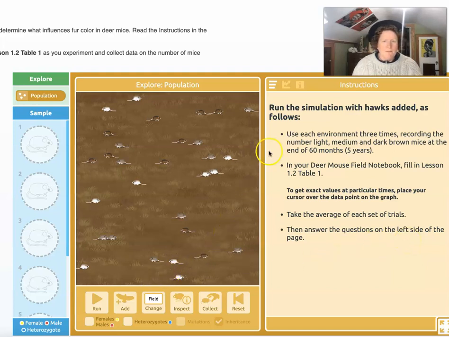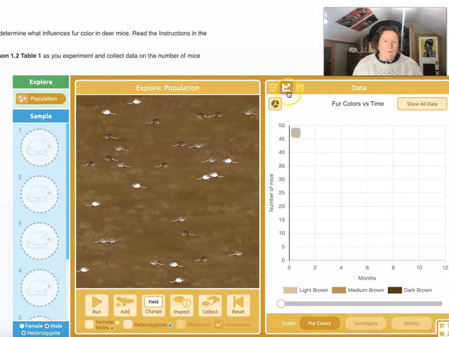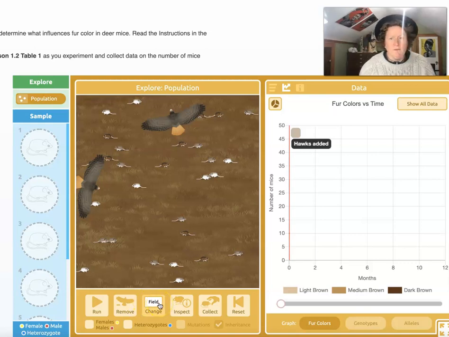So let's get this going. Let's put a graph on. Let's add some hawks. We're going to start with the field because that's in the table first. And we're going to run this for 60 months. So we'll watch the months go by here, and then we'll look at our data.